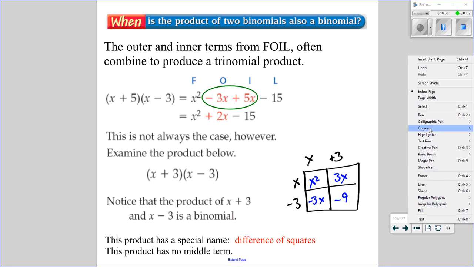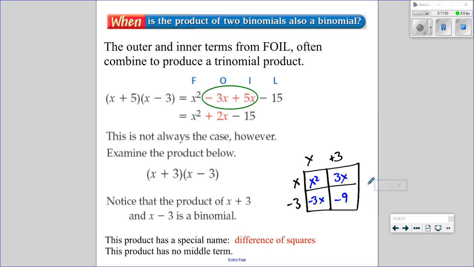Now, let's see the like terms. I'll use the green one. Notice that this says negative 3x, and then positive 3x. If you combine those, it's going to give you 0. So they cancel out. What are you left with? You're left with x squared minus 9.